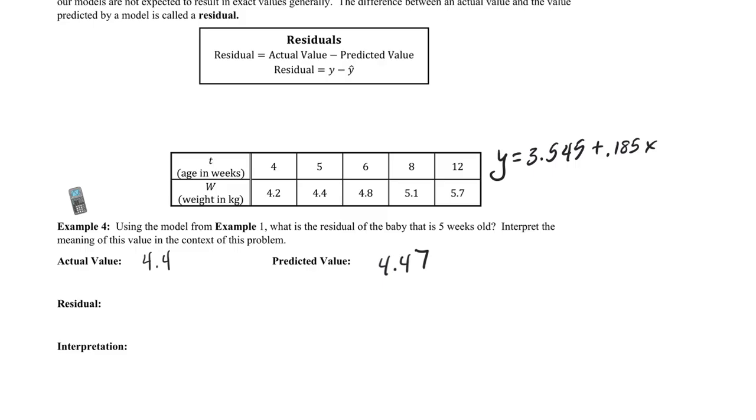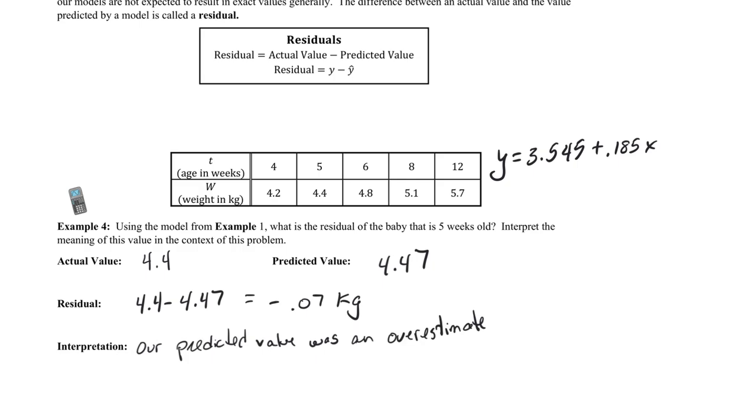We think the baby's supposed to be 4.47 kilograms. It was only 4.4. So I'm expecting to have a residual that's negative because it's smaller than what I thought it was. So we come over here, we do actual minus predicted, and I get a negative 0.07 kilograms, right? So what does that mean? So we had a predicted value that was over what we actually saw. So we would write out that our predicted value was an overestimate. And that concludes today's lesson.